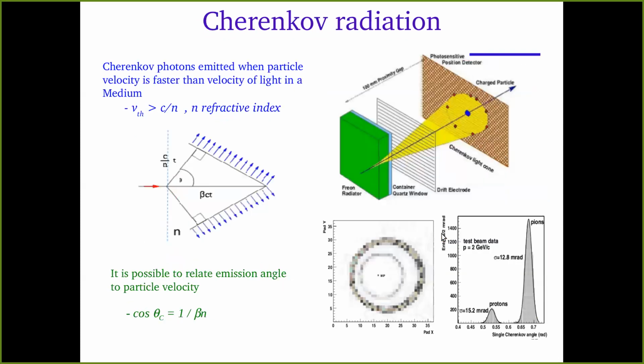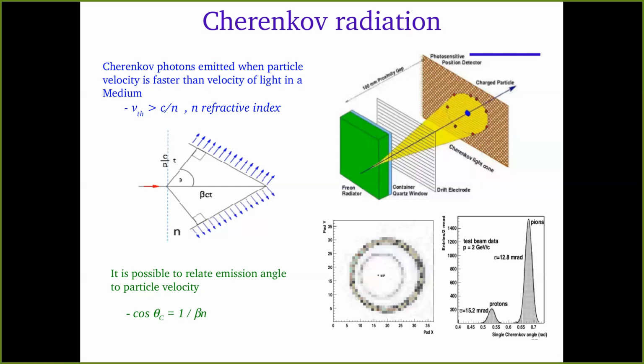Next, we come to another type of radiation, which is the Cherenkov radiation. I think you have also read this in your postgraduation classes, and also in the electromagnetic courses. When a relativistic particle traverses a medium with a velocity that is faster than the velocity of light in that medium, it emits Cherenkov photons. The angle at which these Cherenkov photons are emitted is related to the refractive index of the medium and the particle velocity in that medium.